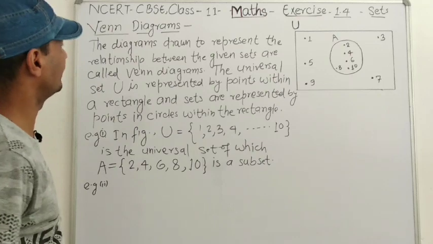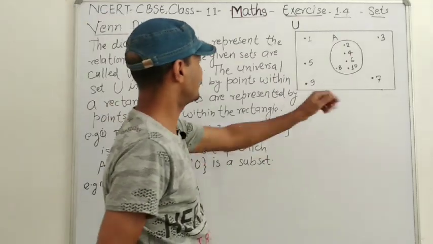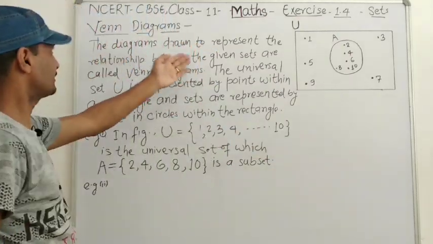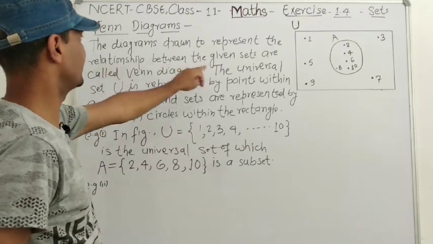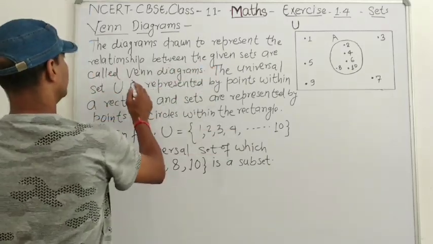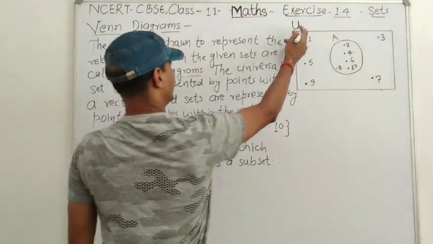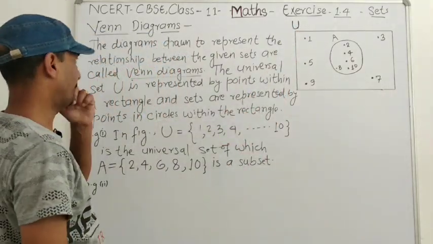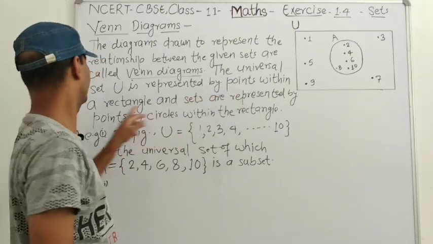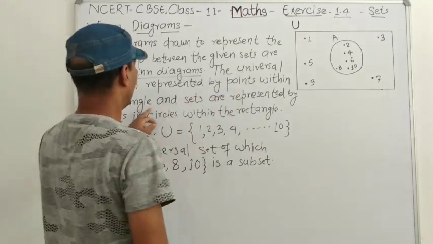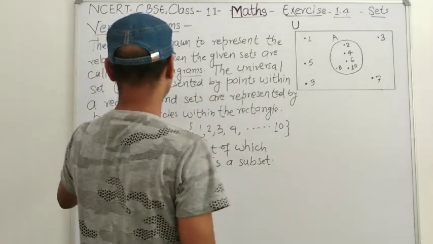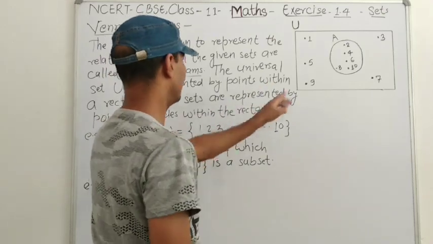So what is the Venn diagram? Here the figure is made. The diagrams drawn to represent the relationship between the given sets are called Venn diagrams. The universal set, denoted by U, is represented by points within a rectangle, and sets are represented by points in circles within the rectangle.